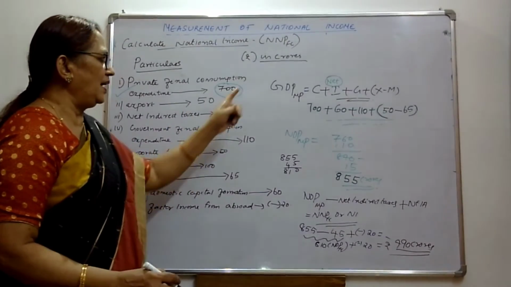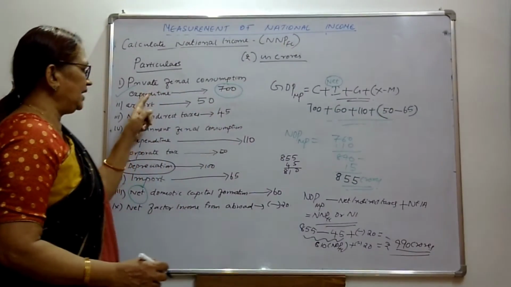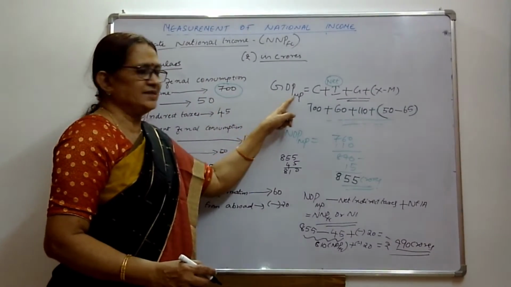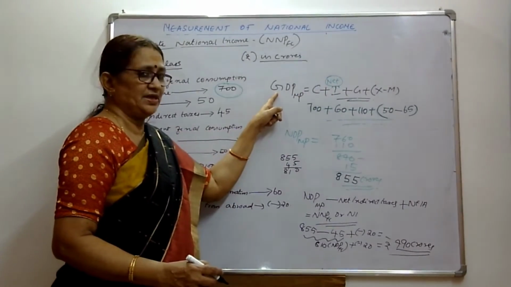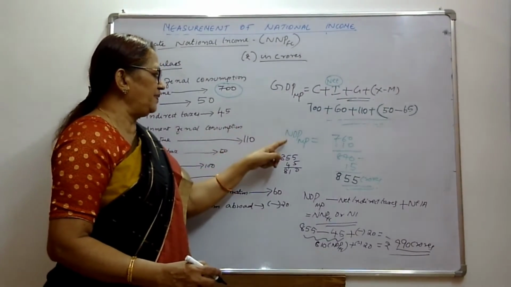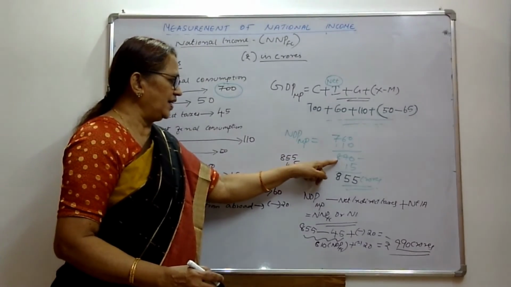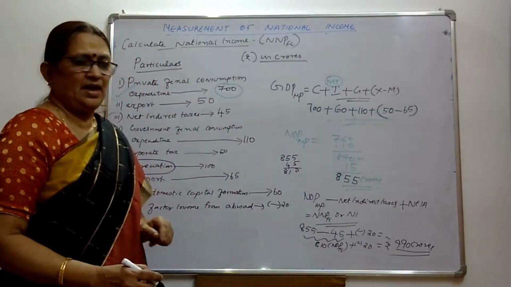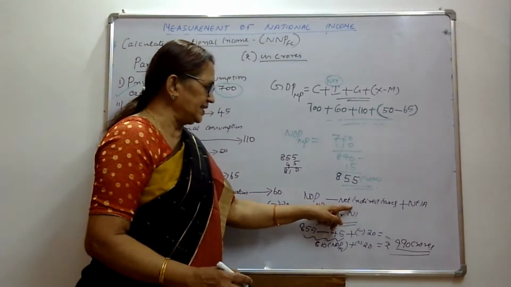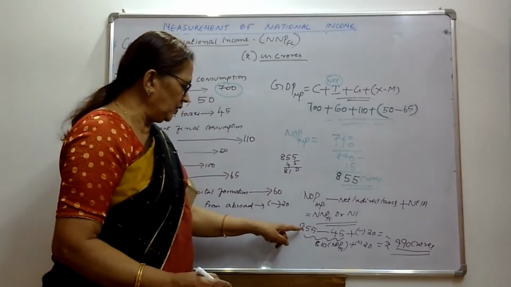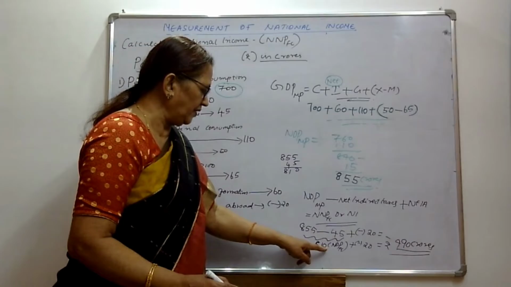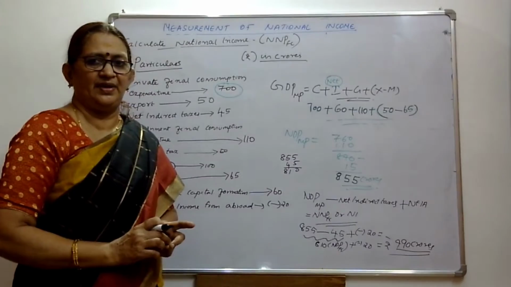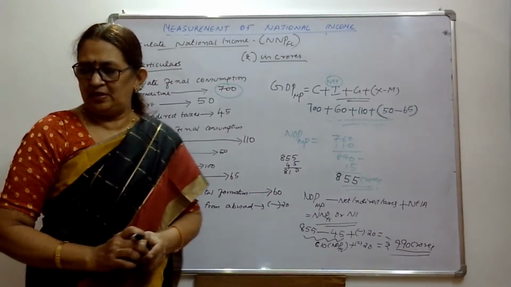790 crores. So how did we derive it? C plus I plus G plus X minus M gives GDP at market price, but as investment is given as net, after deducting depreciation, instead of GDP we get NDP at market price, that is 855 crores. NDP at market price minus net indirect tax, 855 minus 45, gives domestic income, plus negative 20, that means minus 20, 790 crores. Okay.